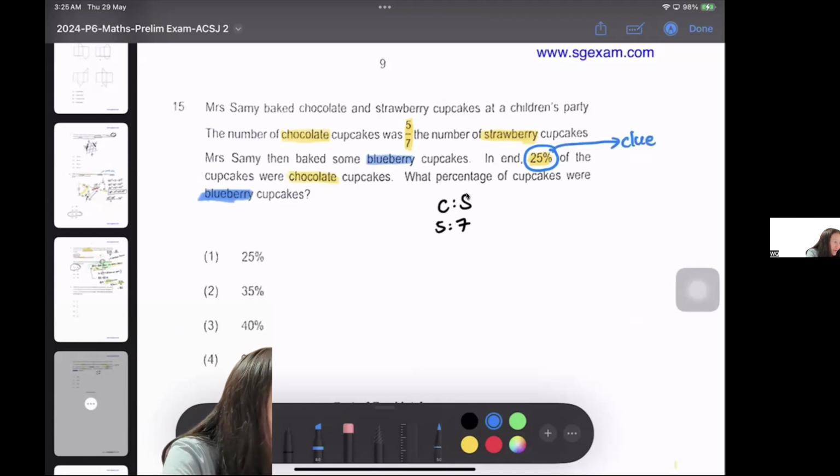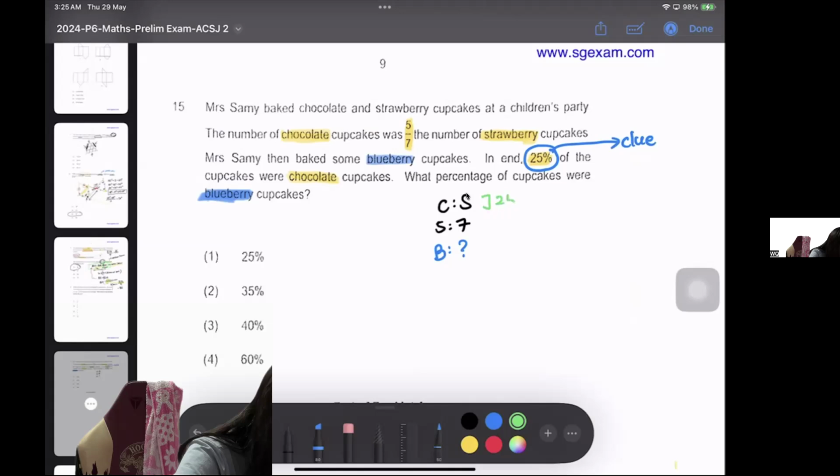And so basically what it means is that out of all the cupcakes, right? So there is chocolate, there is strawberry, and there is blueberry. Okay, a blueberry, you don't know what it is, right? It's a question mark. But you know that this one, okay, the chocolate equals to 25%.